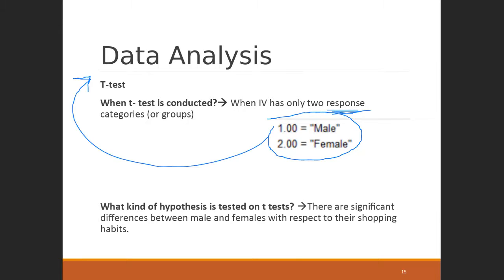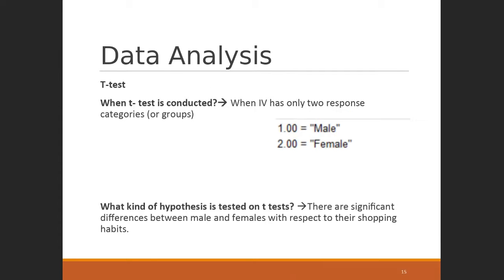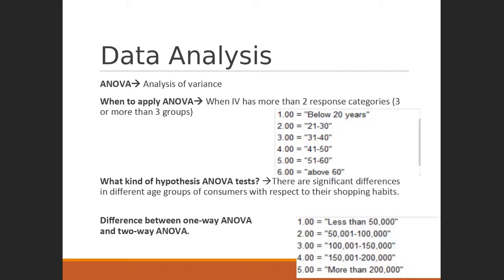This is the basic differentiation between your t-test and ANOVA, which you need to make right in the beginning of analysis. Whenever your IV is measured on a nominal scale and has three or more response categories, like age or income, you can use the ANOVA test. But if your IV is measured on a nominal scale and has only two response categories, like gender, then we need to use t-test. Okay.